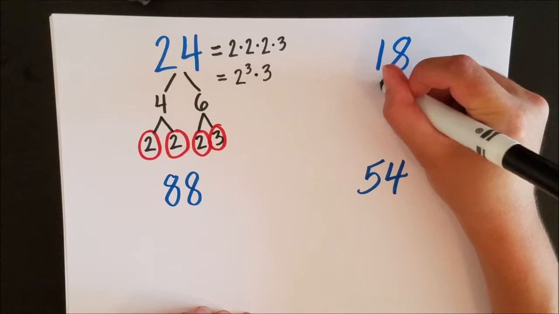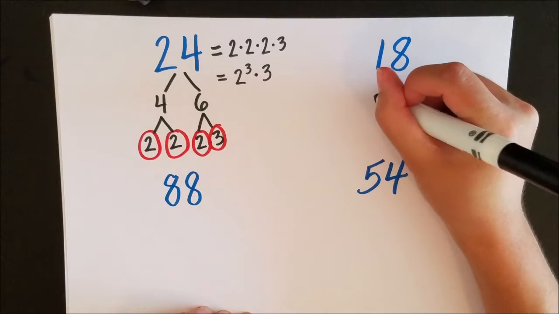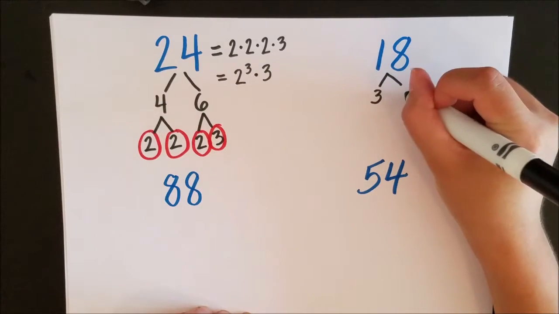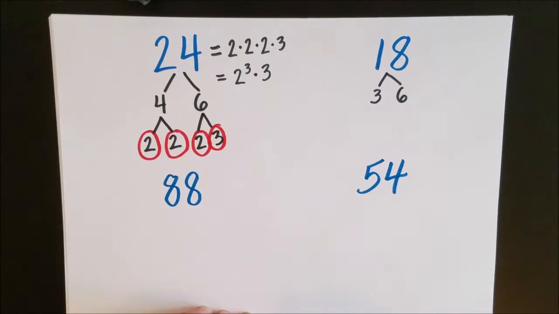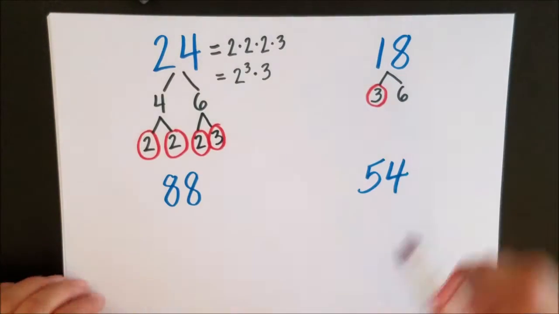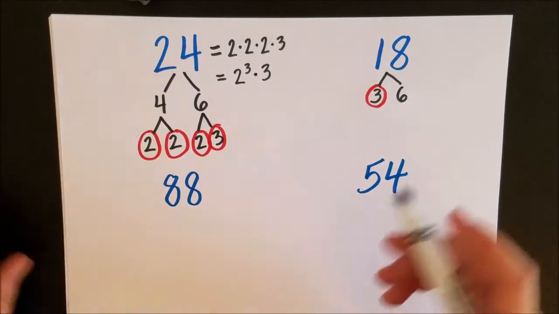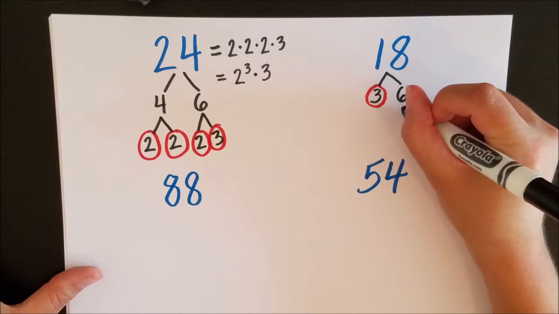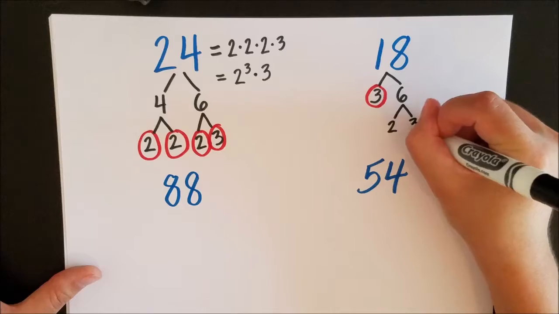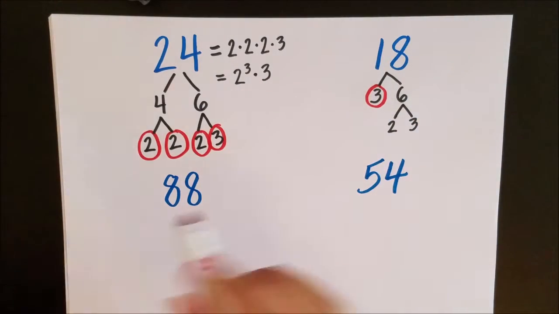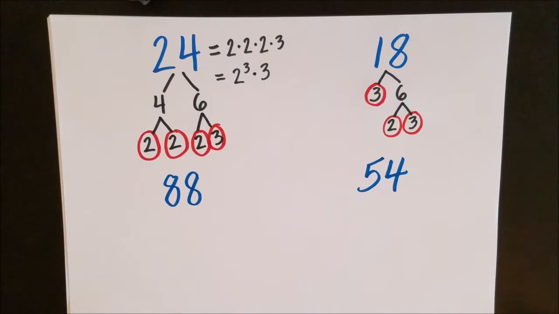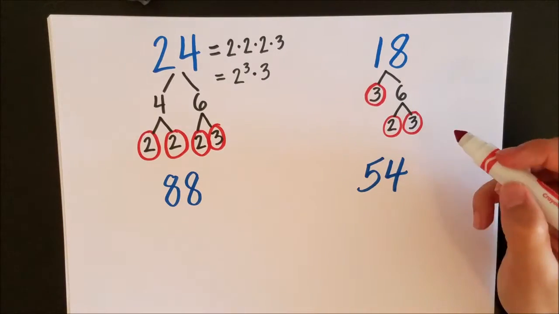So let's go over to 18. So this time I think I'm going to do 3 and 6. Now 3 is already prime, so I can circle that one and stop that branch. And then I'm going to keep going with my 6 and factor that into 2 and 3. And then those are both prime, so I'm done with those. And I'm done with my whole tree.